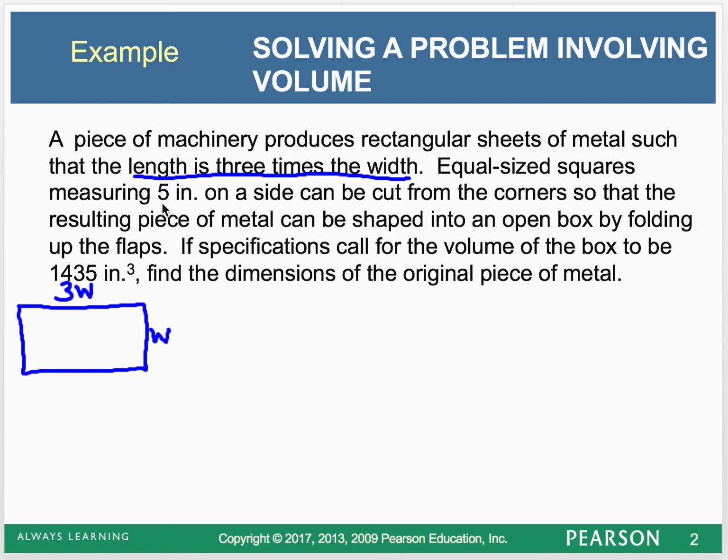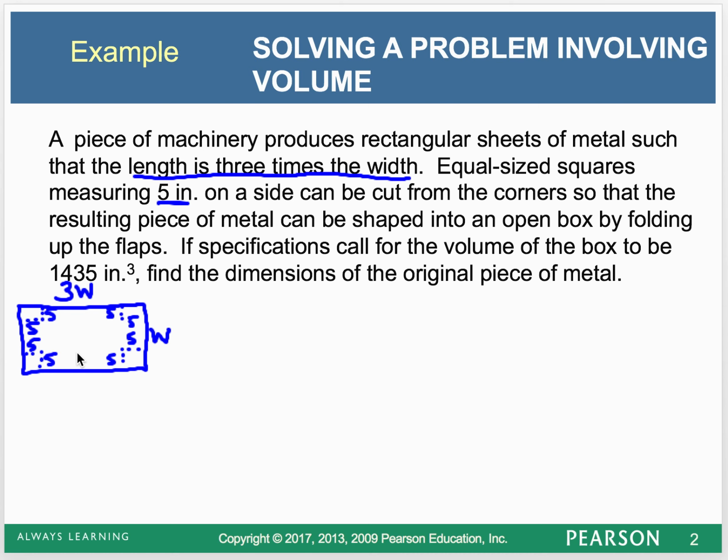Now we're going to cut squares 5 inches on the side from the corners. So let's imagine if we cut squares off of all the corners, each square 5 inches on the side. It'll look like this. And that's so that if we imagine folding these flaps up, this flap, this flap, this flap, it's going to make an open top box.